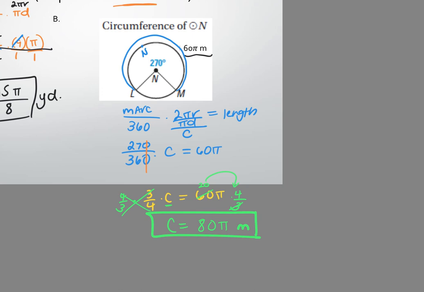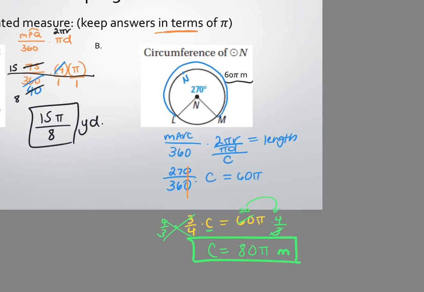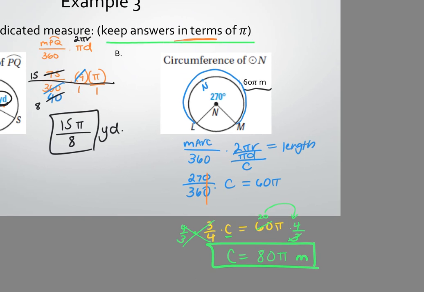Questions on that one? If it had said to round it or use 3.14, obviously I'd use the calculator. But because it said keep answers in terms of pi, I keep it exact like that.